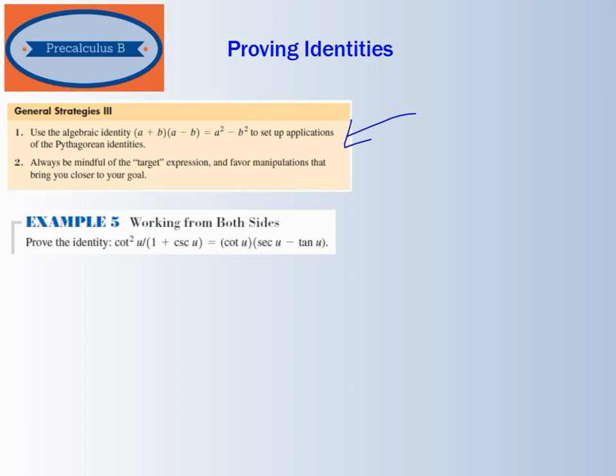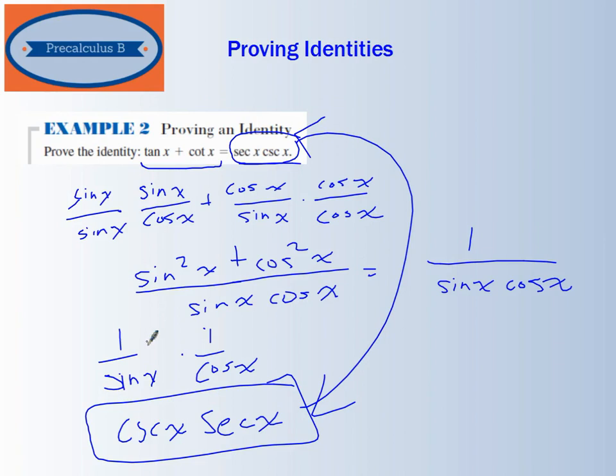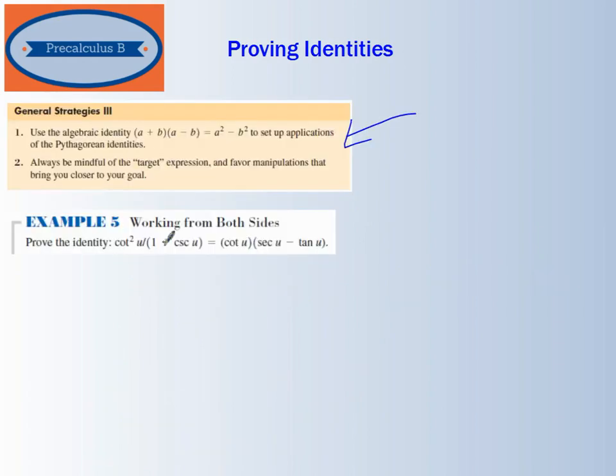If we go back to one of the earlier problems, when we were looking at example 2 and I had tan x plus cotan x equals secant x cosecant x, I knew immediately I need to have sines and cosines, and I need to get rid of that plus sign. I need to have a common denominator. I knew what I needed to do because I was mindful of where I was headed. So this isn't anything new, but it's important that you favor those manipulations that will bring you closer to your goal, meaning you have to know what your goal is, and you have to keep that in mind as you are moving.